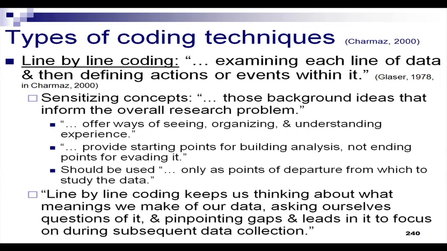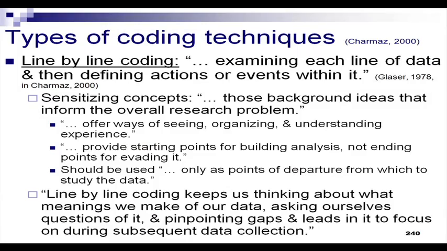Then line by line coding keeps us thinking about what meanings we make of our data, asking ourselves questions of it, and pointing out gaps and leads in it to focus on during subsequent data collection. So line by line coding gives us something to work on. It helps us point out gaps in the interpretation, and it helps us focus on what we need to do next in order to complete our data collection.